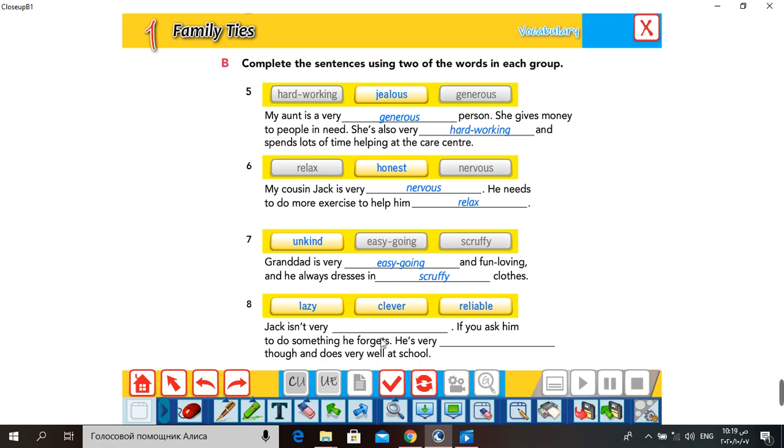So here we have two contradicting parts of the sentence. This person, Jack, if you ask him to do something, he forgets. So does this mean that he is not very clever or reliable? Reliable, of course. You cannot rely on him when you ask him to do something. He is very clever, though, and does very well at school. That means he is lazy or clever? He is clever. He is not reliable, but still he is clever.